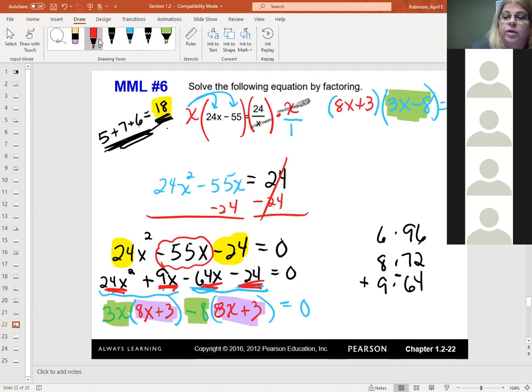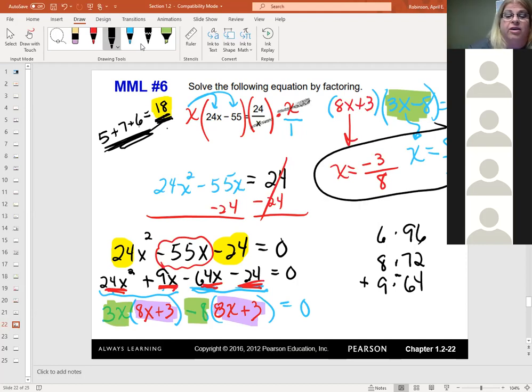So this x right here is going to be a subtract 3 divided by 8, negative 3/8. And this one would be an add 8 divided by 3 for this x. You'd have to add 8 and then divide by 3 to get x by itself. So those are my two answers. Okay, that one was not fun.